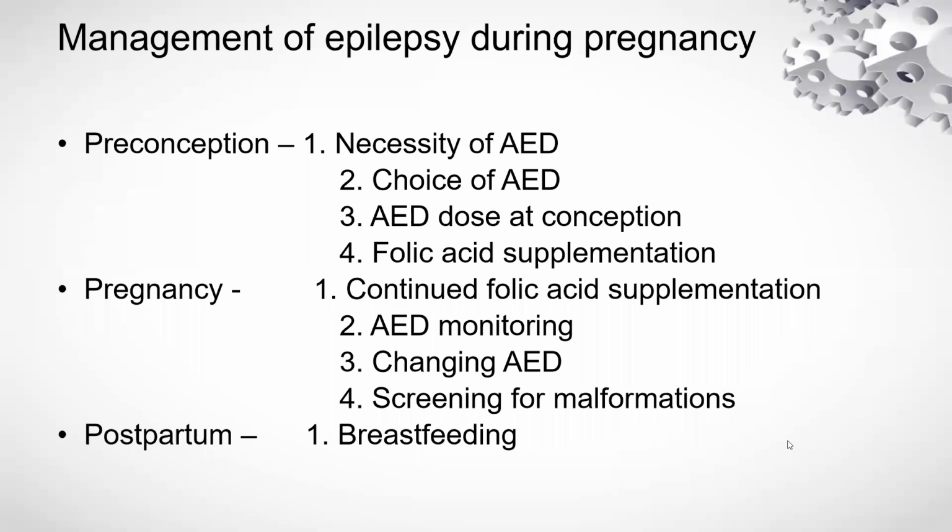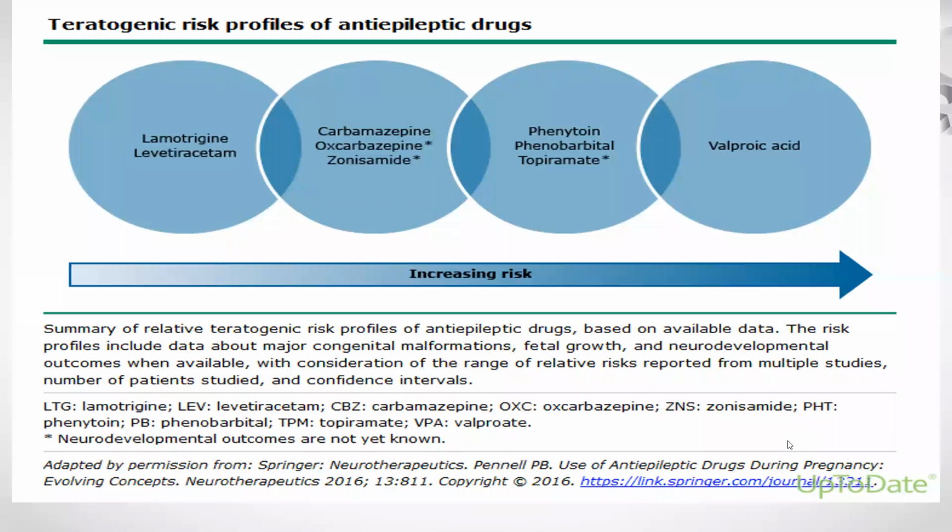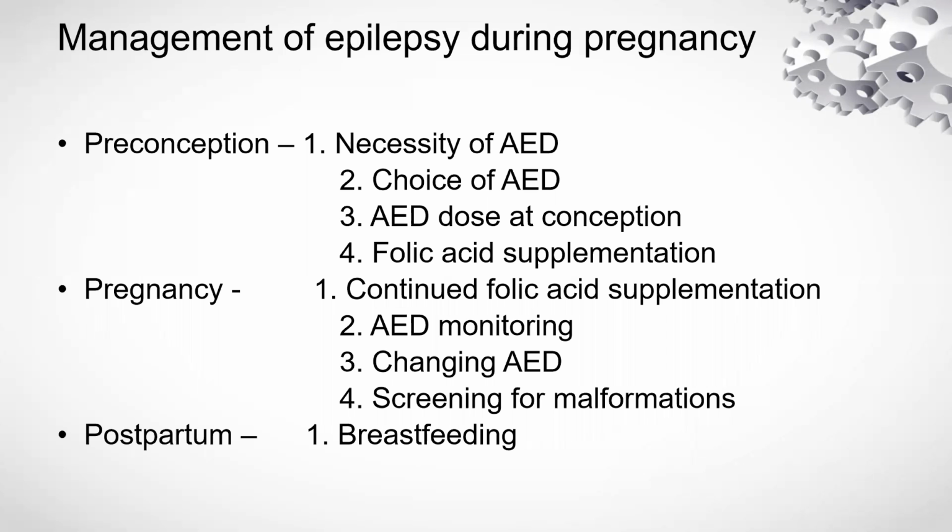You can see in the next diagram that lamotrigine and levetiracetam are the least teratogenic, or they have minimal teratogenicity, followed by carbamazepine, oxcarbazepine, and zonisamide. They have modest teratogenicity, followed by phenytoin, phenobarbital, and topiramate. They have moderate teratogenicity, followed by valproic acid, which has maximum teratogenicity. So before conceiving, the patient should be shifted to a drug which is less teratogenic.